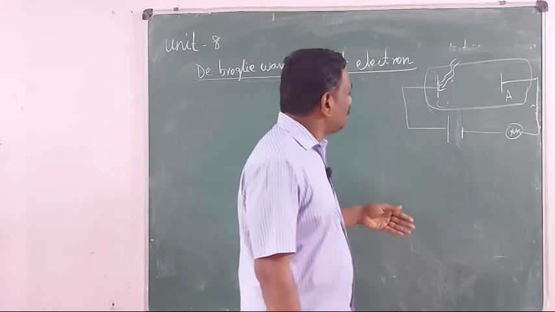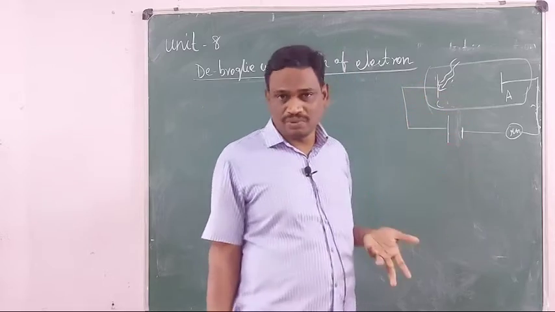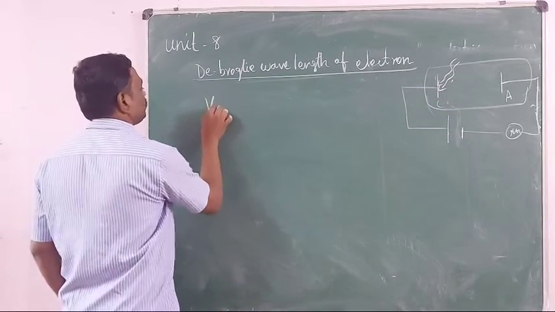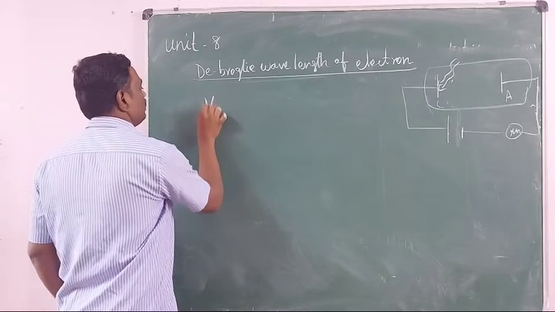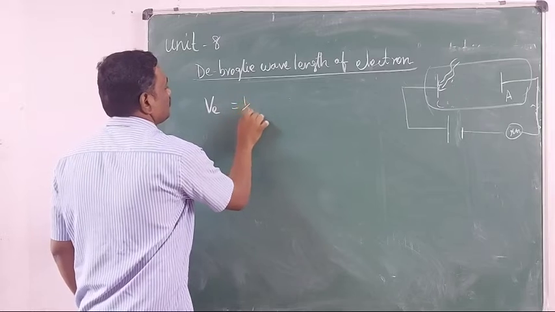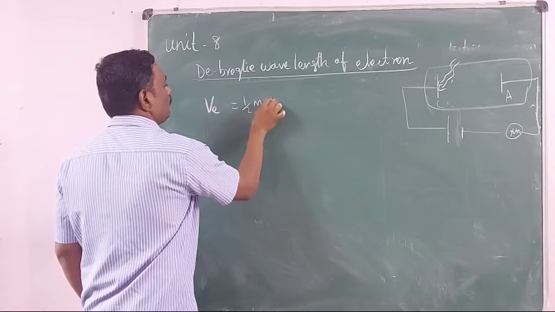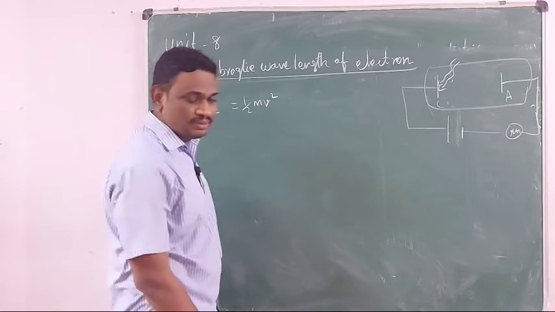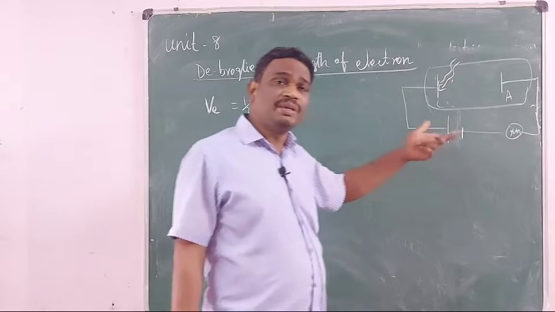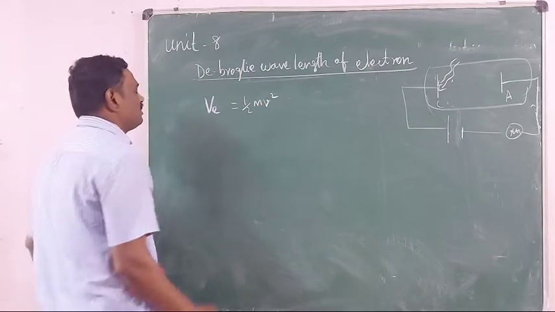In order to prevent the emission of electrons from the metal surface, we have to do work. That work done is nothing but potential into charge, EV. So work done is equal to the kinetic energy of the electron, half mv square. Here the work done should be equal to the kinetic energy.